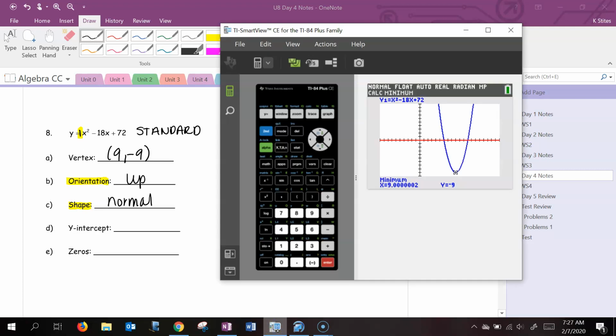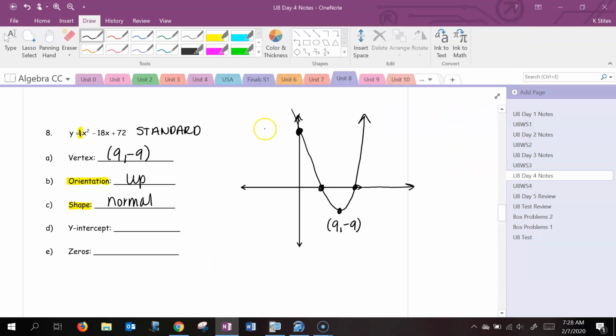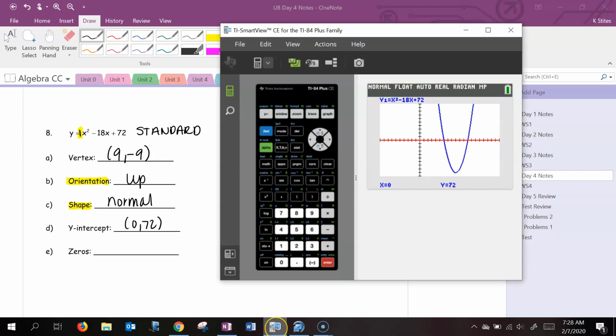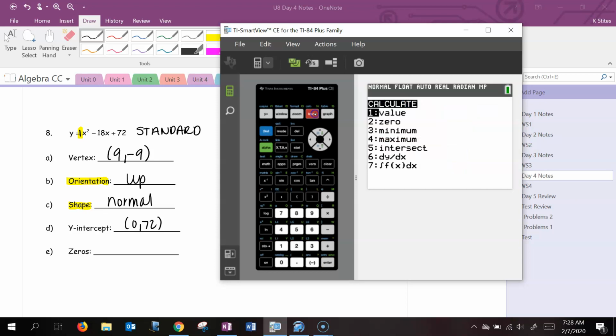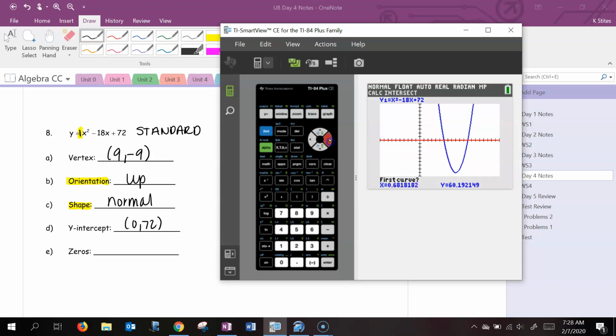Okay, Y-intercept is easy. Second trace value, x equals 0. You can't see it, but it tells you it's at 0, 72. So label it, put it on the line. Okay, last 2 are your zeros. Second trace 5, enter, enter, enter. Just remember to move your cursor over first before you press enter, enter, enter. Okay, eventually our cursor will show up. Here it comes. Okay, enter, enter, enter. So that's a 6, 0.